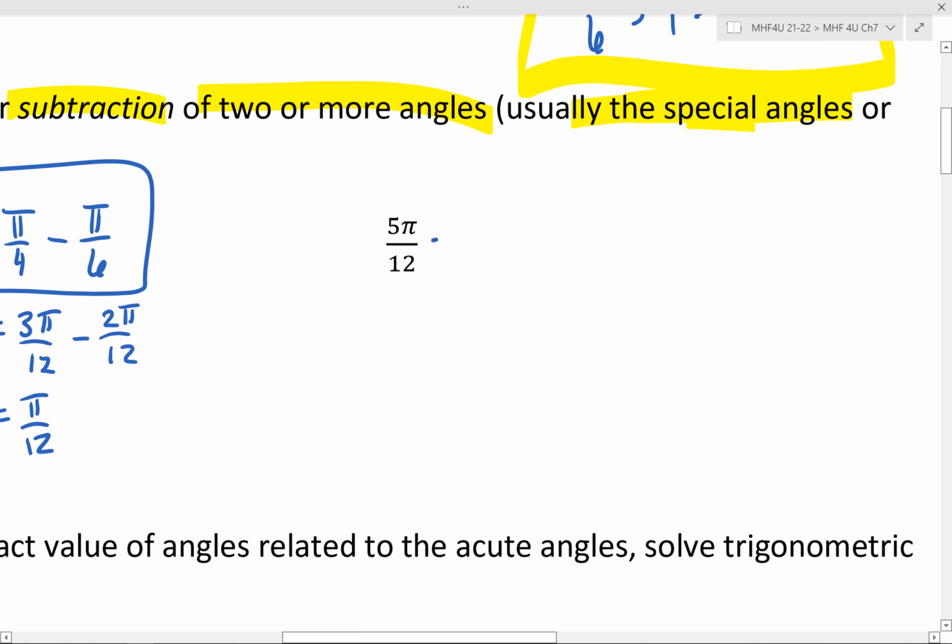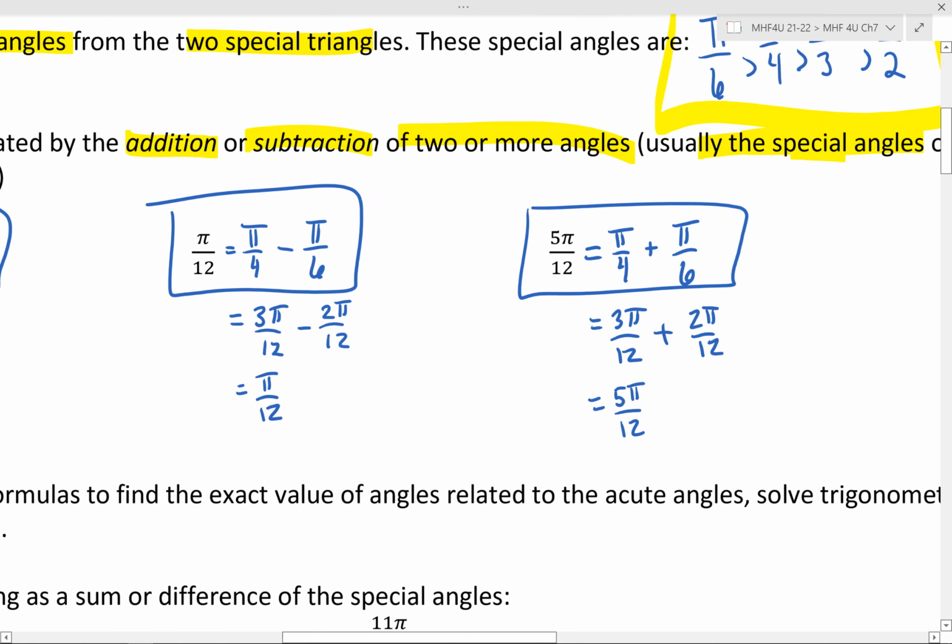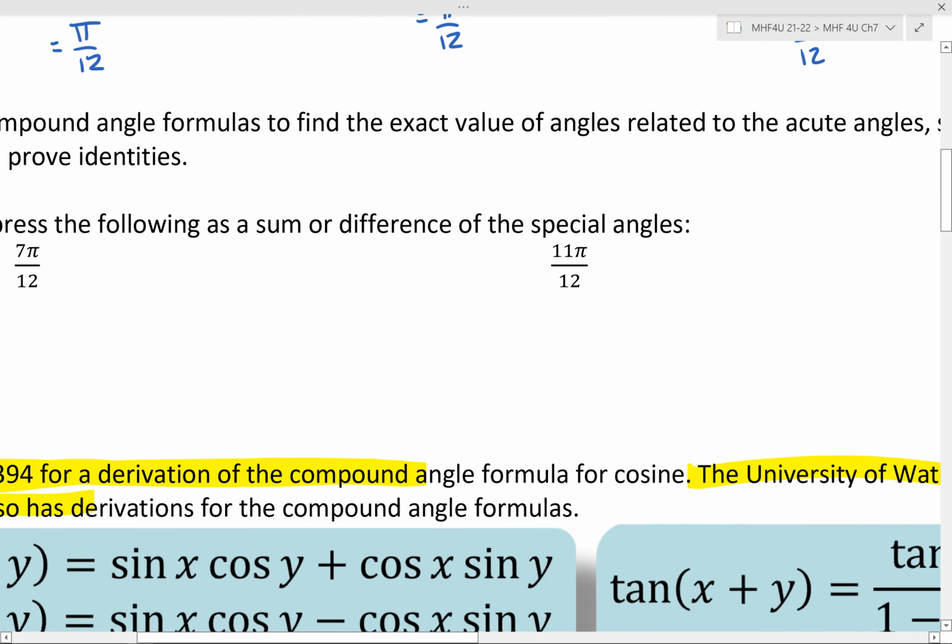All right, well, let's go further. 5 pi over 12. Again, I encourage you, pause the video here, try it out before we go through it. 5 pi over 12, that is, we're working here with pi over 4 plus pi over 6. And if you're not sure on that, that is 3 pi over 12 plus 2 pi over 12, bringing us to 5 pi over 12 like we need. So this should be pretty straightforward at this point.